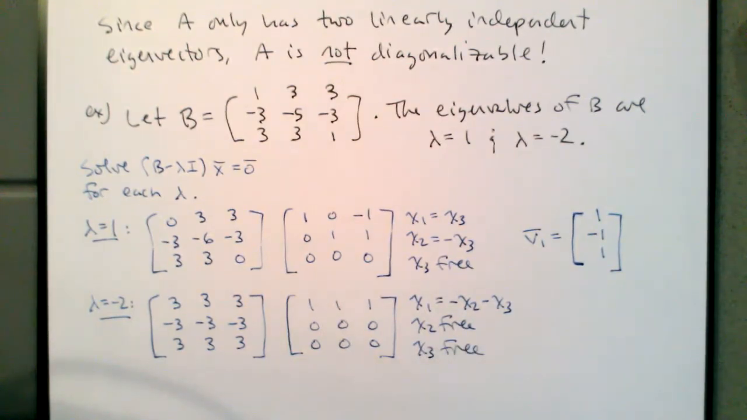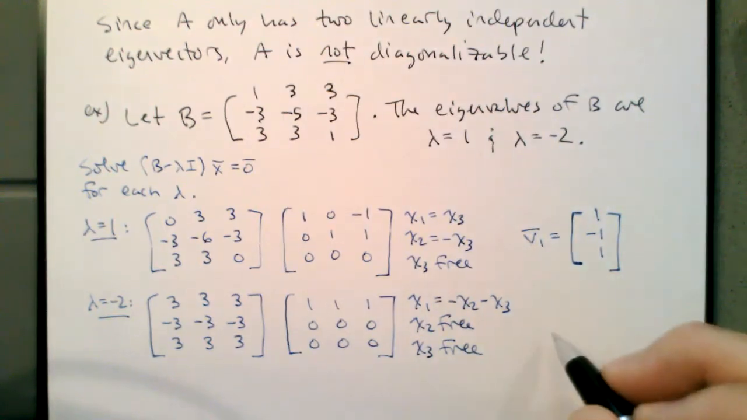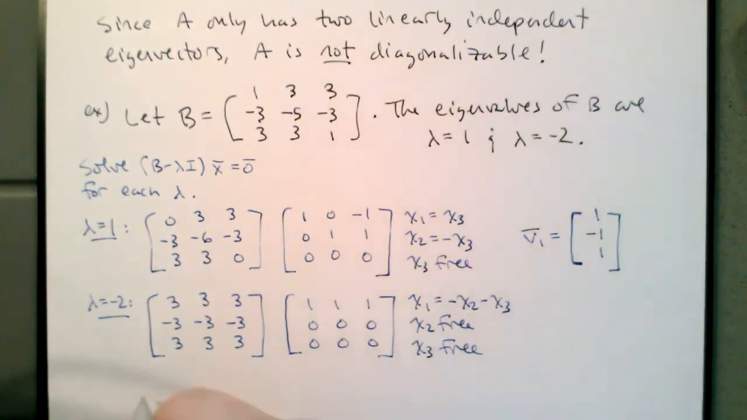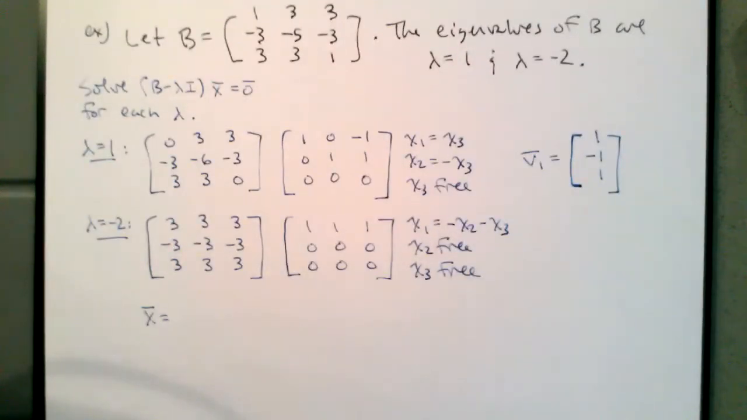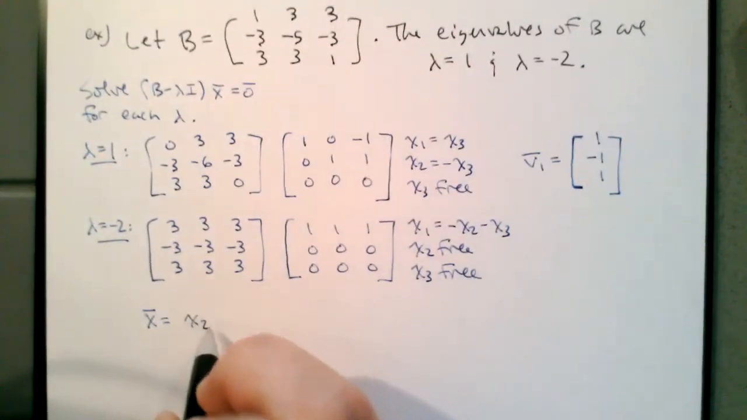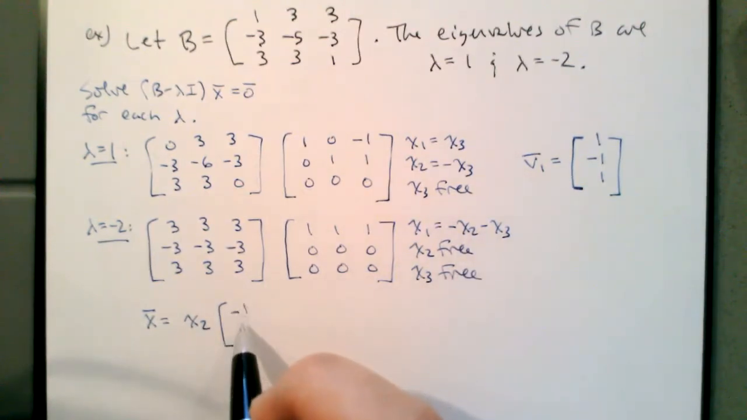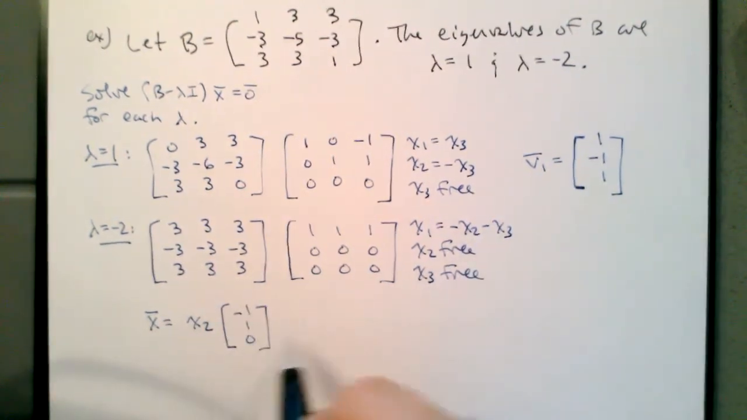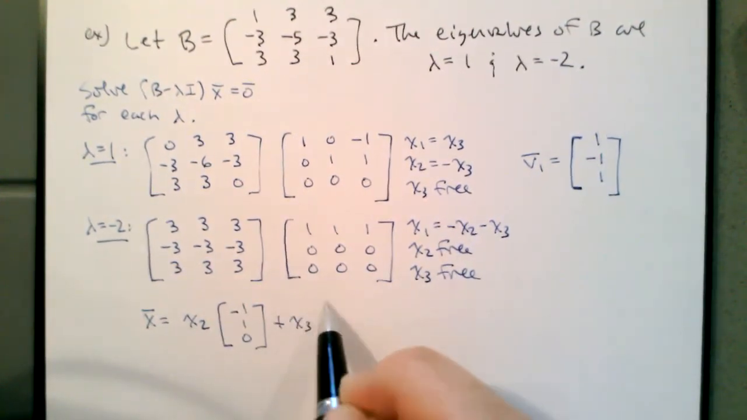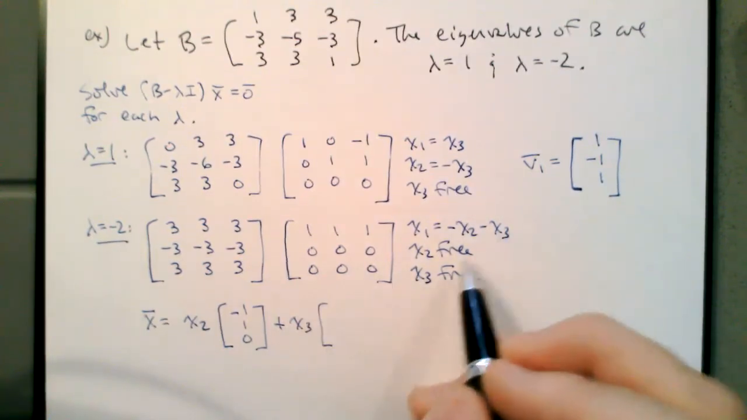So I've got two vectors here. In parametric vector form, I'm going to have an x2 vector, which is going to be -1, 1, 0. And my x3 vector is going to be -1, 0, 1.